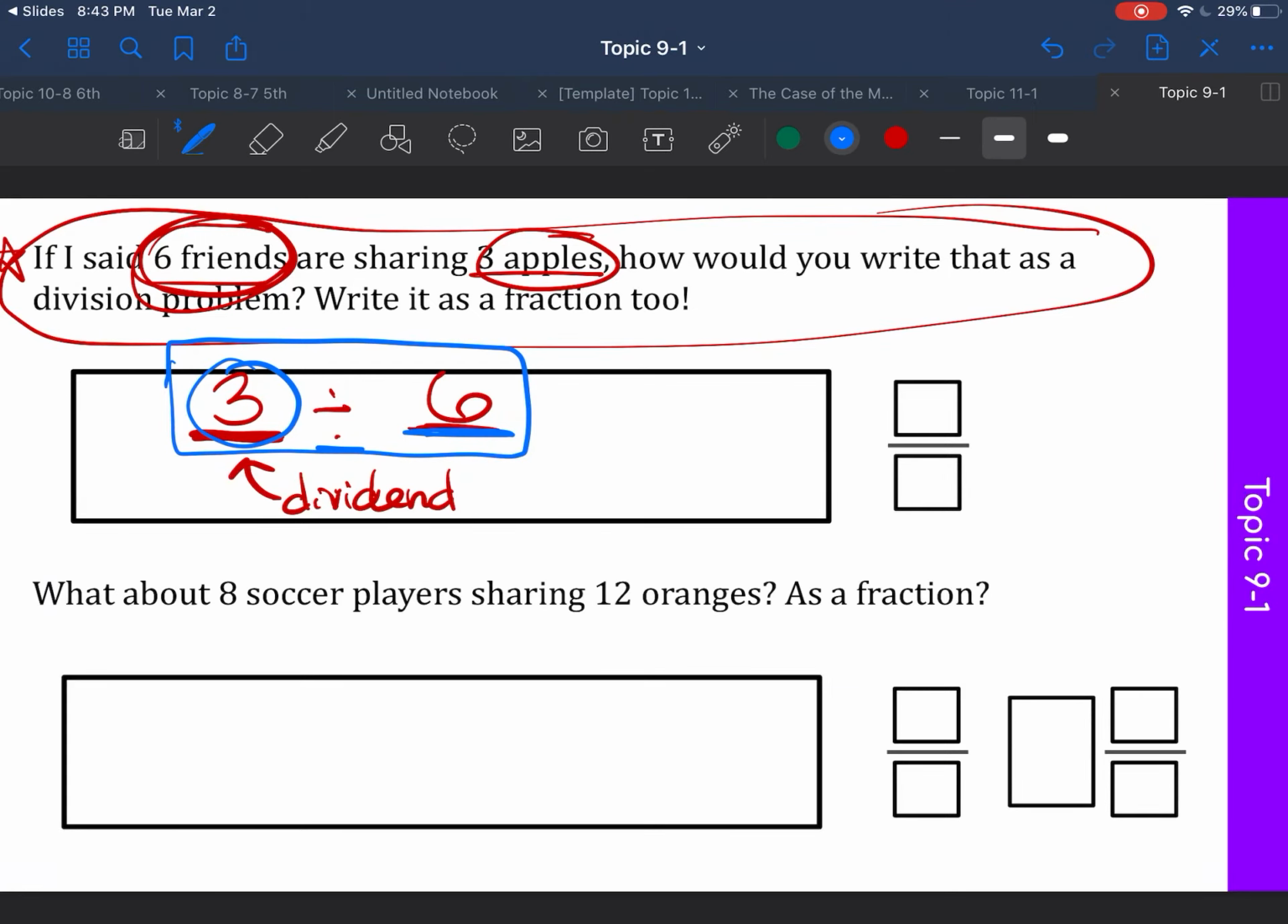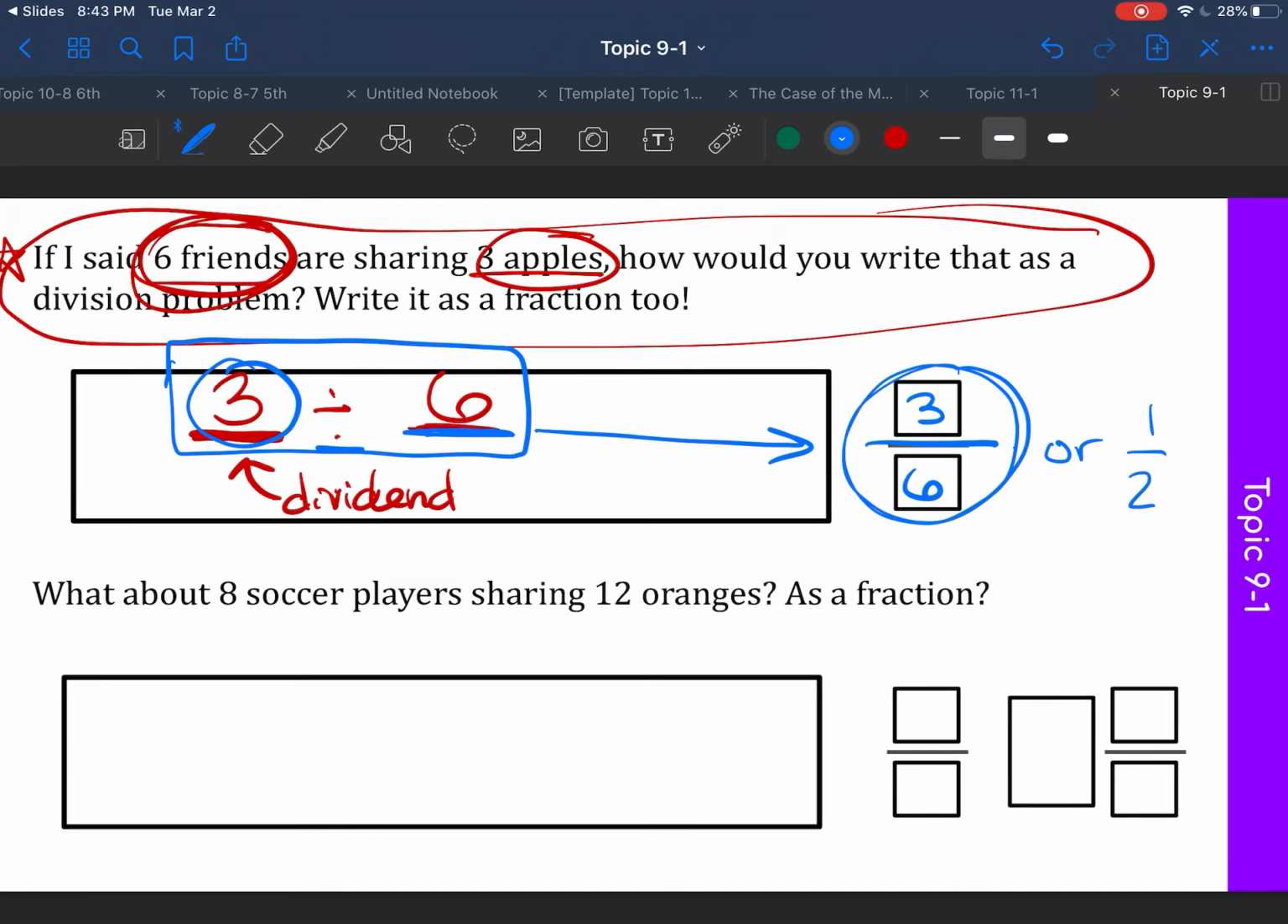Okay, now how will we write 3 divided by 6 as a fraction? Well, remember you read left to right, so you write top to bottom. So 3 divided by 6 is 3/6. In this case, we could simplify this as well. So each person will get 3/6 of an apple, or each person will just get half of an apple.